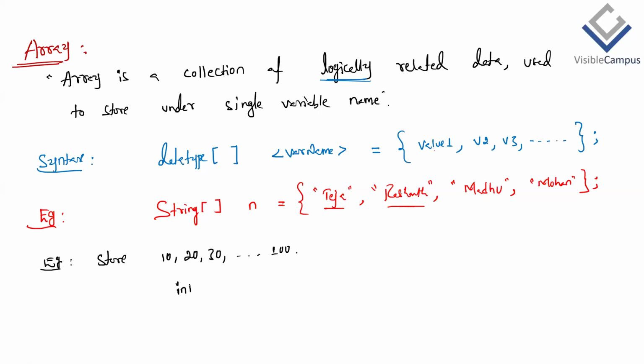It is int, square brackets, int type of array. So int square brackets, some variable i equals curly brackets. What's the data? 10, 20, 30, and so on up to 100. Should it be in double quotes or not? No, because it is int, no double quotes. Directly we can write it as it is. If it is long, then the value has to end with L. If it is float, the value has to end with F.